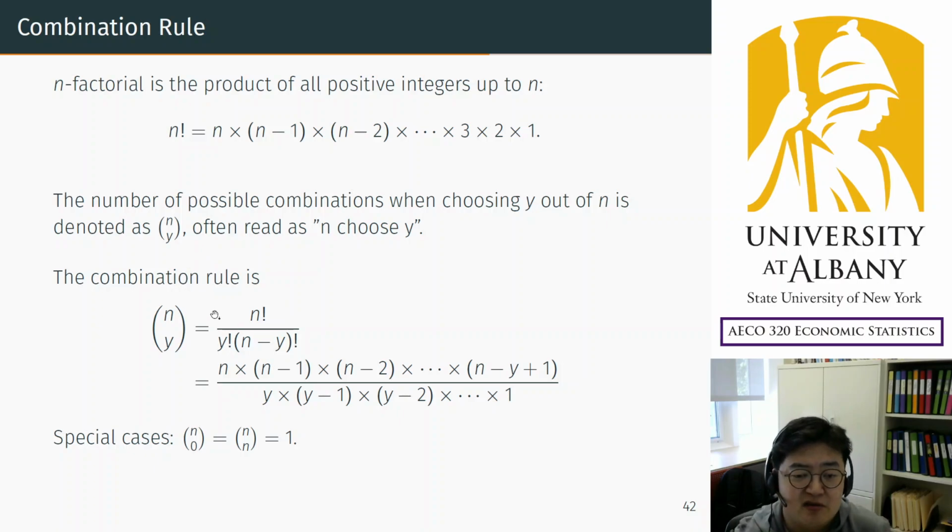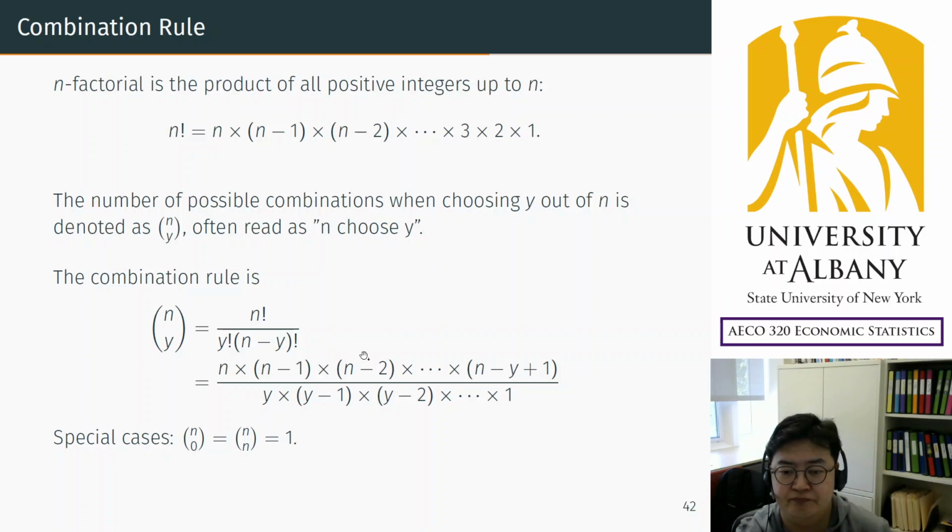And then mathematically, the result is like this. This is pretty complicated. I don't know where these numbers are from. So when you have n options and you choose y out of them, the possible combinations are n factorial divided by y factorial times n minus y factorial. So success factorial, failure factorial is in the denominator. Okay.